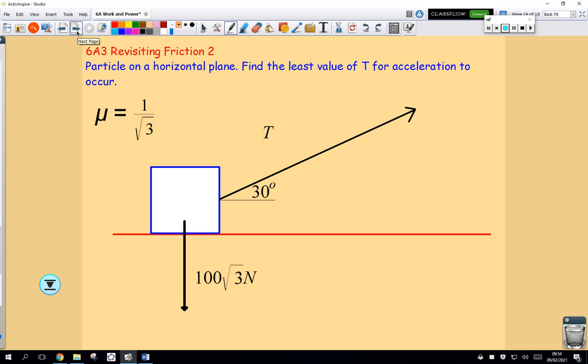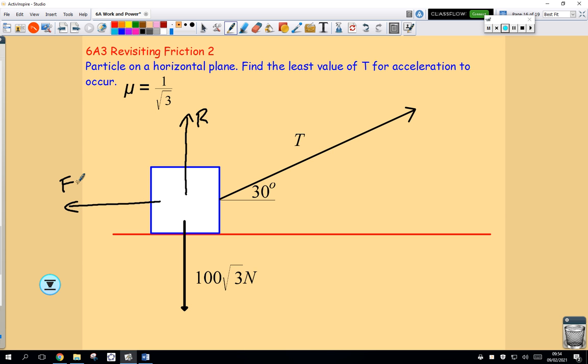So very similar setup. We have a coefficient of friction of 1 over root 3. I have the tension force here. What are the other forces at work? Well, the force on the object by the horizontal ground, that's called a normal reaction, which I don't know just yet. And then we have some kind of friction force acting out to the left. The force that is not parallel nor perpendicular to the plane is the tension force. That's going to need resolving.